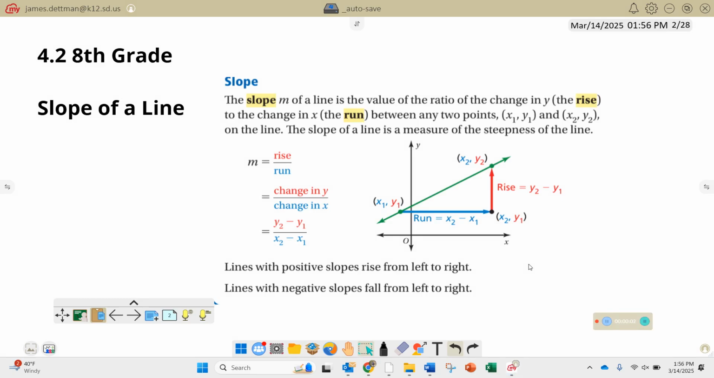All right, welcome to the 4.2 eighth grade notes. Slope of a line. The slope, which we'll call m, is going to be used a lot. Slope of a line is the value of the ratio, the change in the rise to the change in x, the run, between any two points, x1, y1 and x2, y2. The slope of a line is a measure of the steepness of the line.